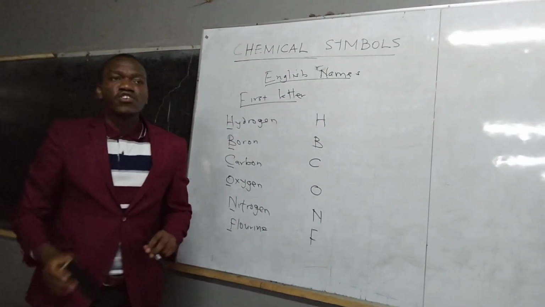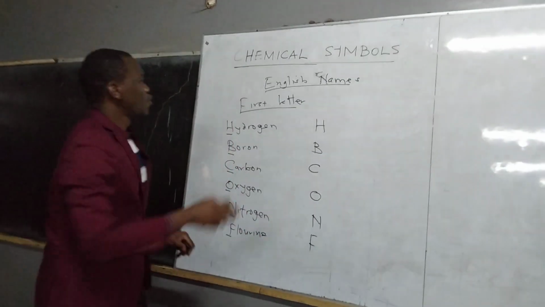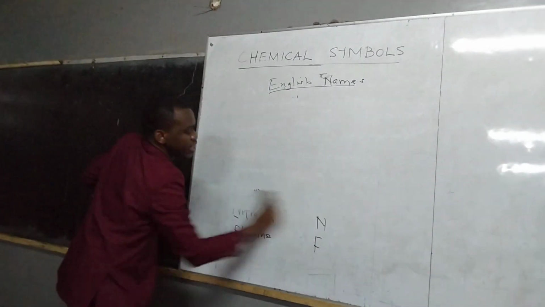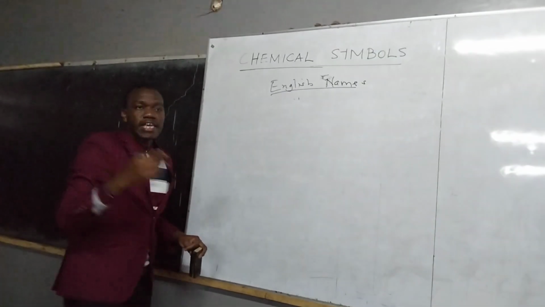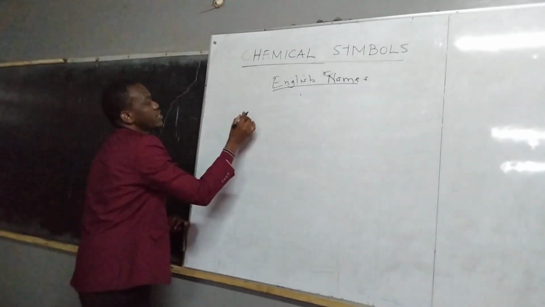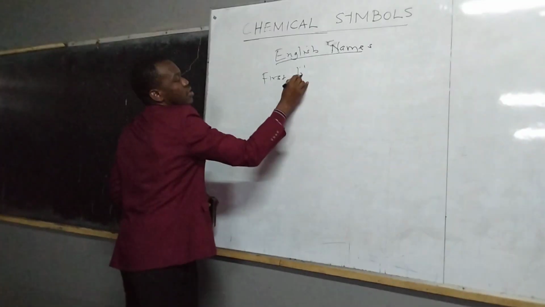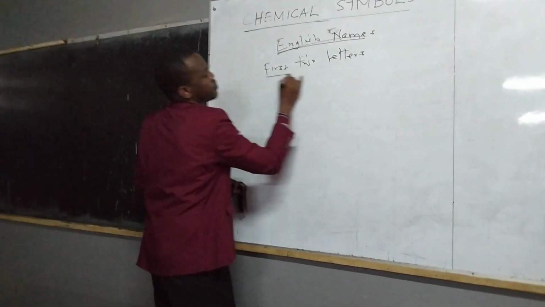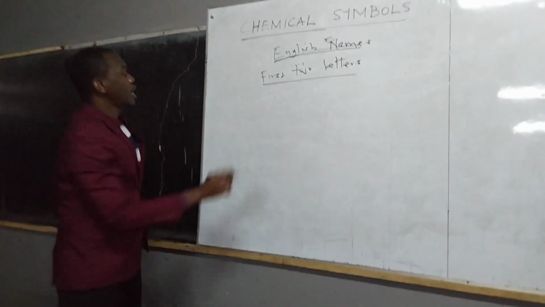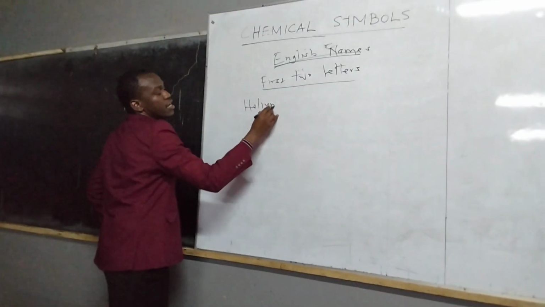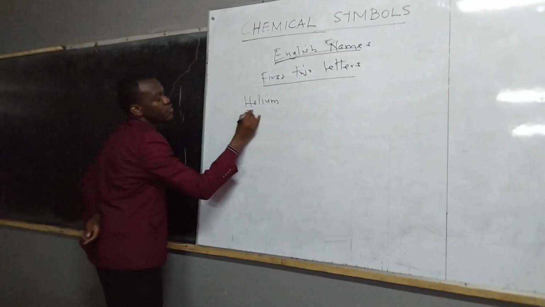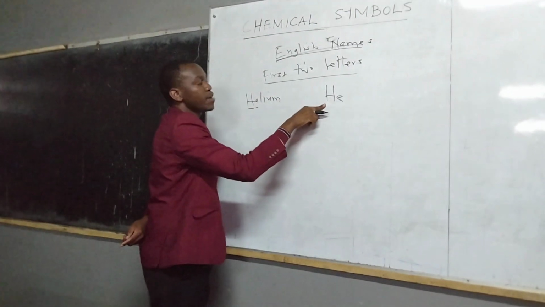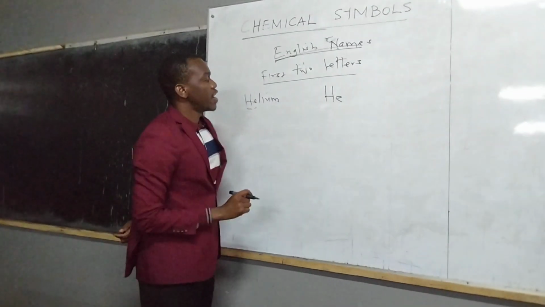Then you can still extract the first two letters of the English name. So let's go to where you derive the chemical symbol by using the first two letters of the English name. Examples we have like helium. The chemical symbol for helium is He. Remember what I told you, to ensure that the first letter is a capital letter and the second letter is a small letter.